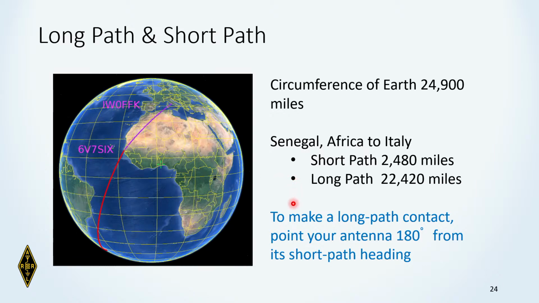So to make a long path contact, point your antenna 180 degrees from its short path heading. Now, it is possible that the station that you're needing to call, maybe it's a DXCC entity that you need for an award, can't hear you because he's in the skip zone. But going a long path, the other way around, he might not be in the skip zone.